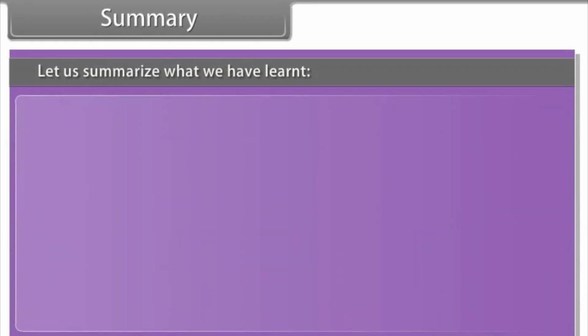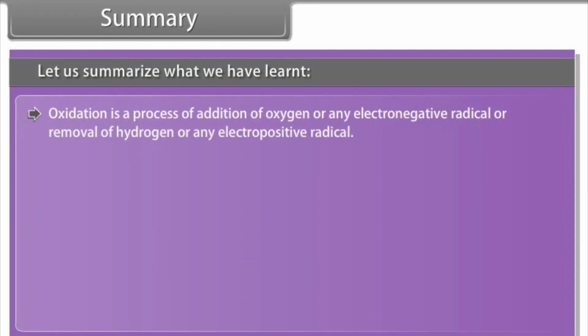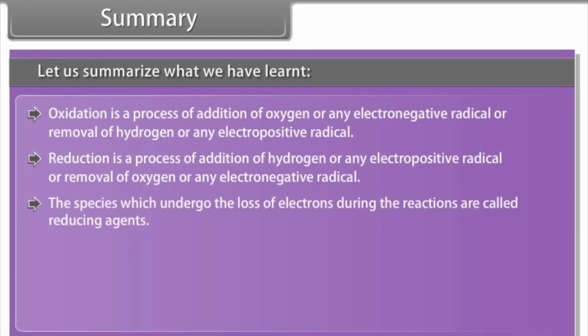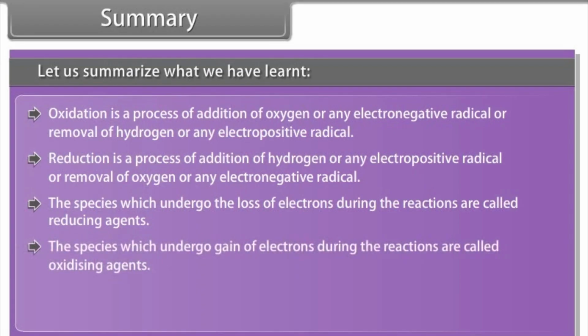Summary. Let us summarize what we have learned. Oxidation is a process of addition of oxygen or any electronegative radical or removal of hydrogen or any electropositive radical. Reduction is a process of addition of hydrogen or any electropositive radical or removal of oxygen or any electronegative radical. The species which undergo the loss of electrons during the reactions are called reducing agents. The species which undergo gain of electrons during the reactions are called oxidizing agents.